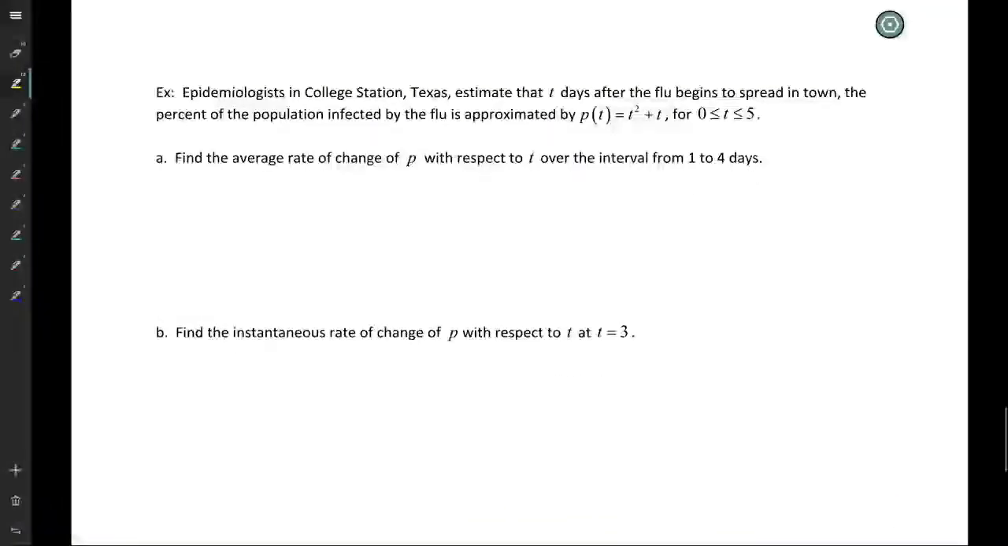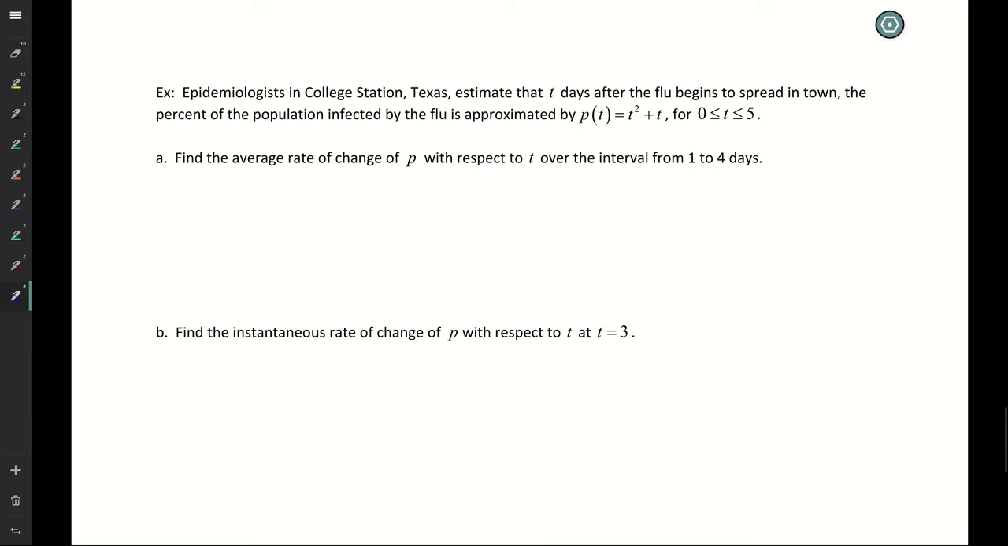I don't generally do things two different ways, but the only reason I'm doing it here is sometimes you have to. So on the B part of this problem, I'll show you the alternate method for doing your derivative, and I'm going to wait till the very, very end to plug my value in. All right, so let's redo this one and make sure we understand it. It says, that's an ugly word, epidemiologists in College Station, Texas, estimate that T days after the flu begins to spread in a town, the percent of population infected by the flu is approximated by P of T equals T squared plus T for the day range from 0 to 5.